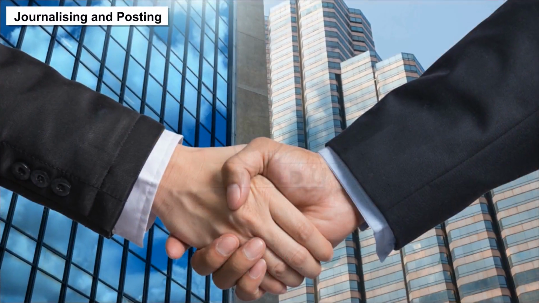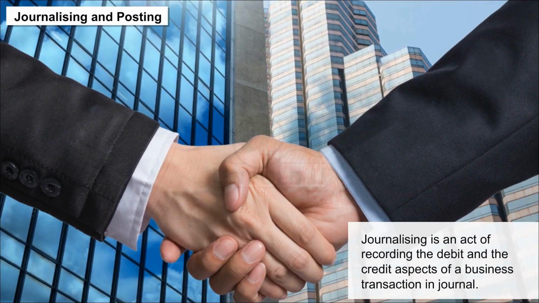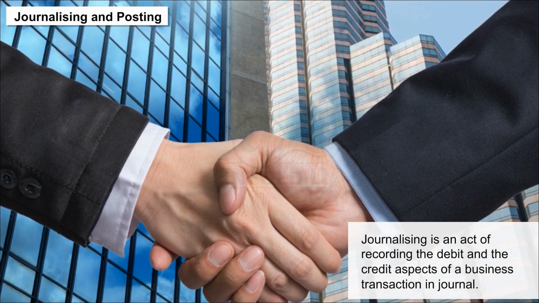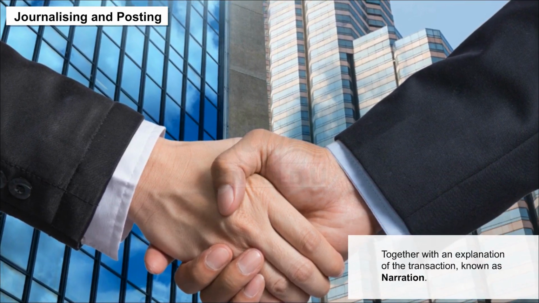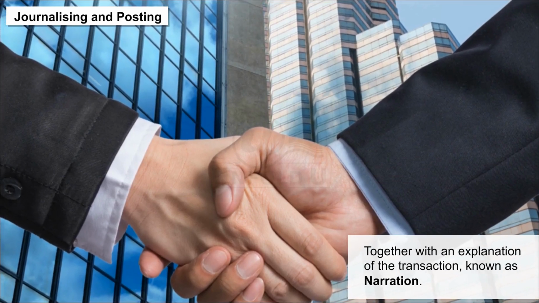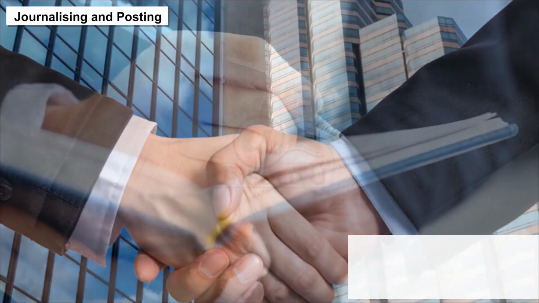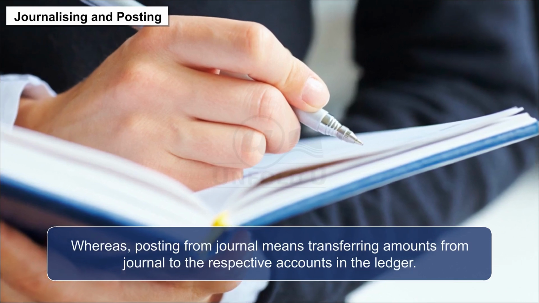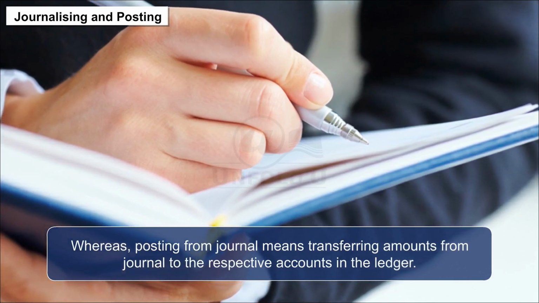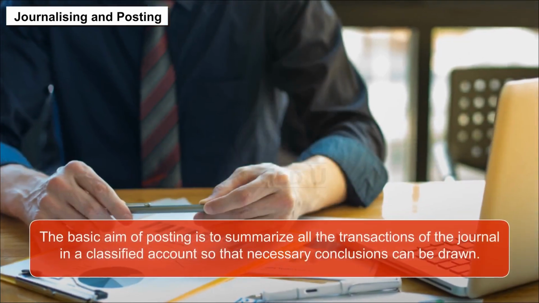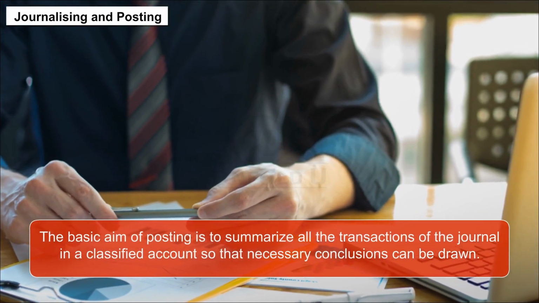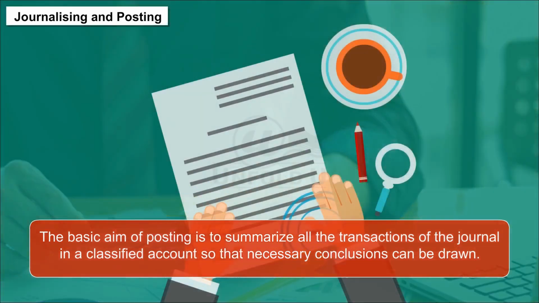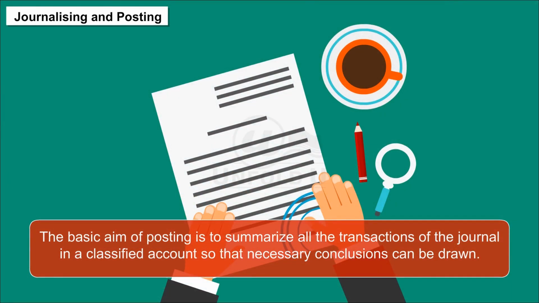Journalizing and posting. Journalizing is an act of recording the debit and credit aspects of a business transaction in a journal, together with an explanation of the transaction known as narration, whereas posting from journal means transferring amounts from journal to the respective accounts in the ledger. The basic aim of posting is to summarize all the transactions of the journal in a classified account so that necessary conclusions can be drawn.